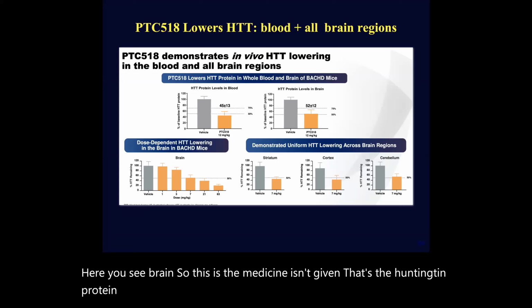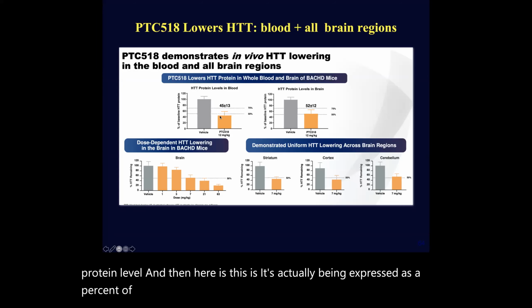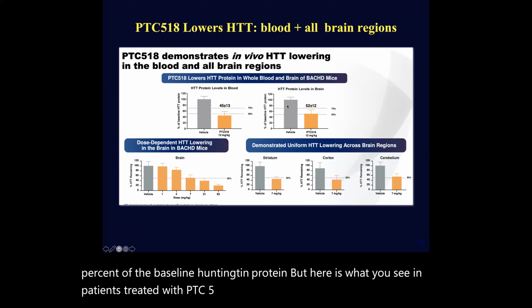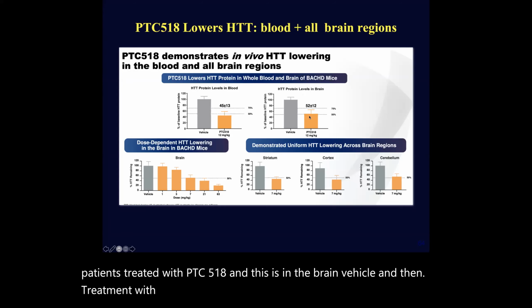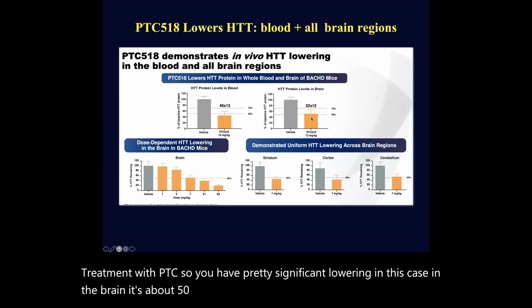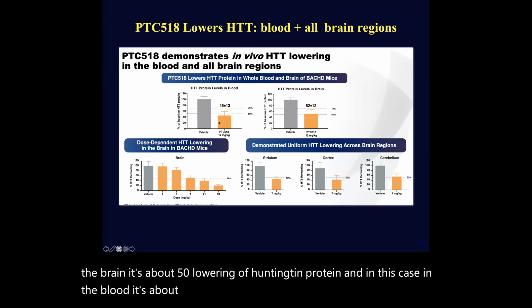And then here it's actually being expressed as a percent of the baseline Huntingtin protein. But here is what you see in animals treated with PTC518. And this is in the brain, vehicle, and then treatment with PTC. So you have pretty significant lowering. In this case, in the brain, it's about 50% lowering of Huntingtin protein. And in this case, in the blood, it's about 45%, something like that, lowering.